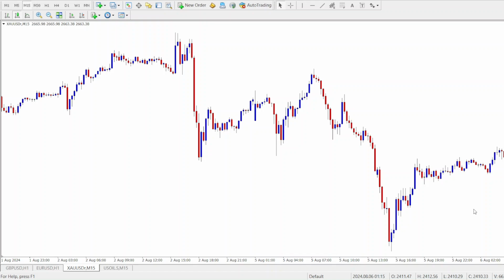In this video, we are going to be discussing the 21 period moving average strategy. Basically, what it means is that the moving average is going to be using the 21 period. We're going to be setting it to the 21 period. So the strategy just involves using the 21 period moving average to determine our entries, our exits, and all of that.